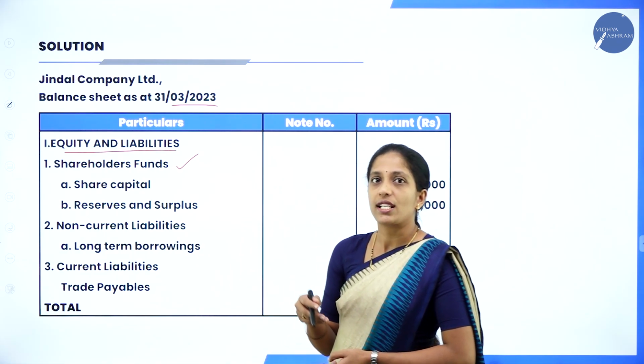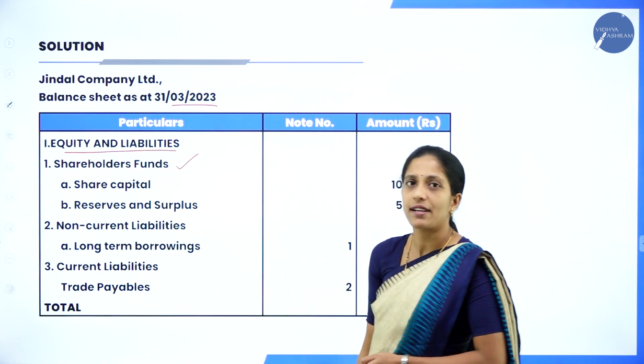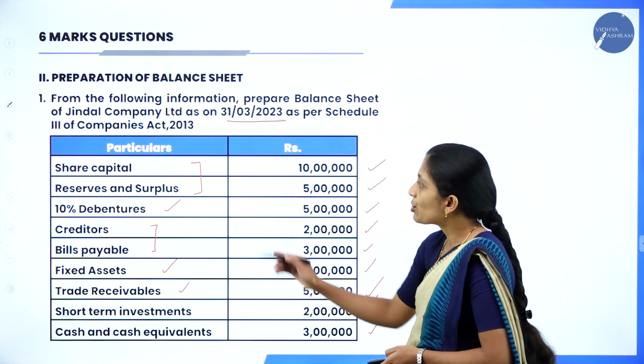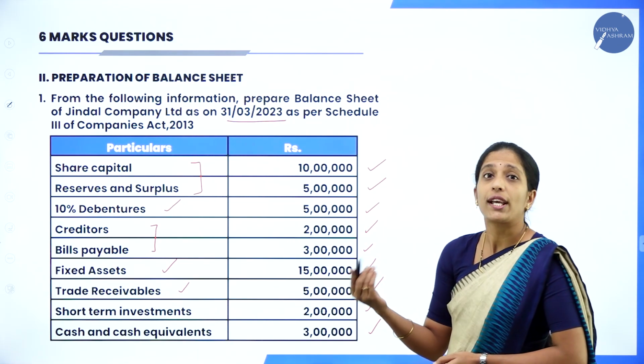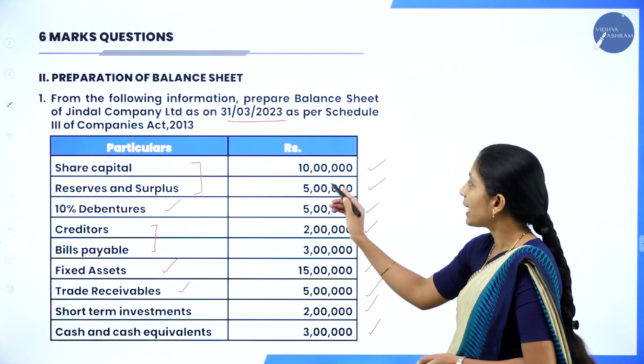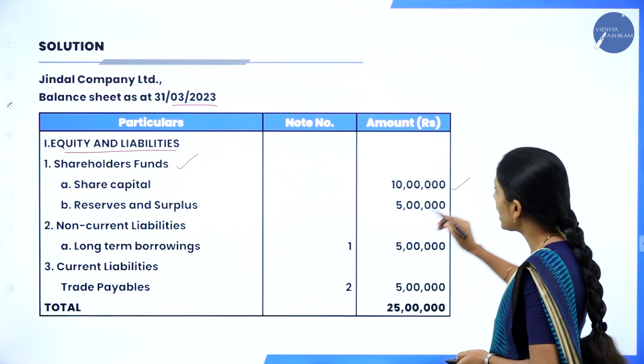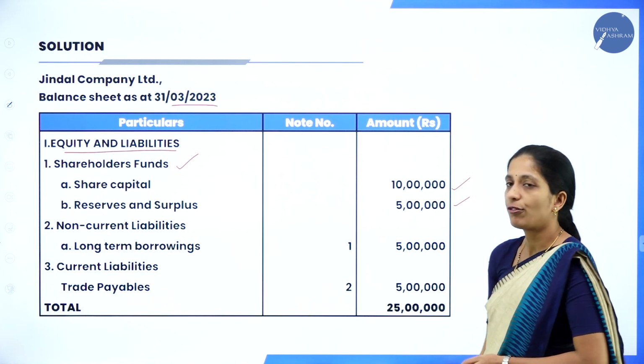Under that, the first one is shareholders fund. Under shareholders fund, we have share capital and reserves and surplus. I have told you, your share capital and reserves and surplus come under the heading shareholders fund. So how much is share capital? 10 lakh, and reserves and surplus is 5 lakh.